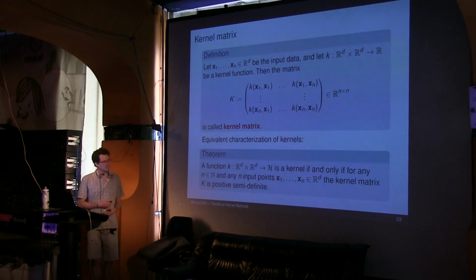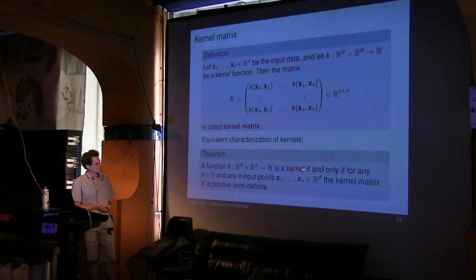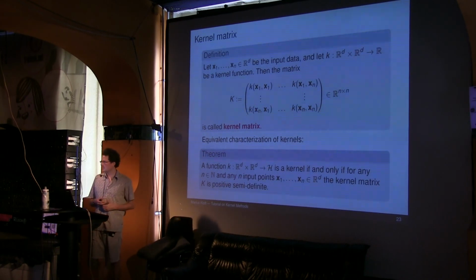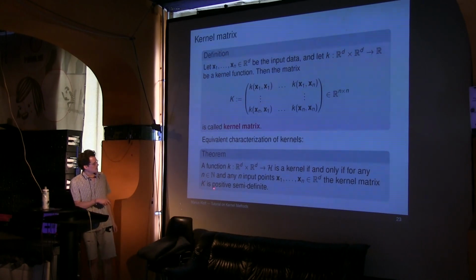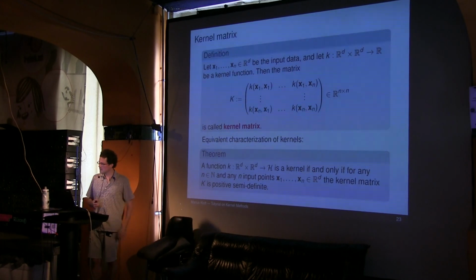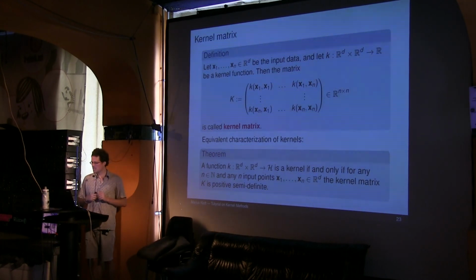One can show that a symmetric function is a kernel if for any n input points, and n can be any number, the kernel matrix is positive. Now we know what a positive number is. 1 is a positive number, minus 1 is a negative number. But to say what a positive matrix is, this is something we learn in linear algebra. It's a generalization, and you measure positiveness by positive semi-definiteness. This is something like saying it's greater or equal to 0.